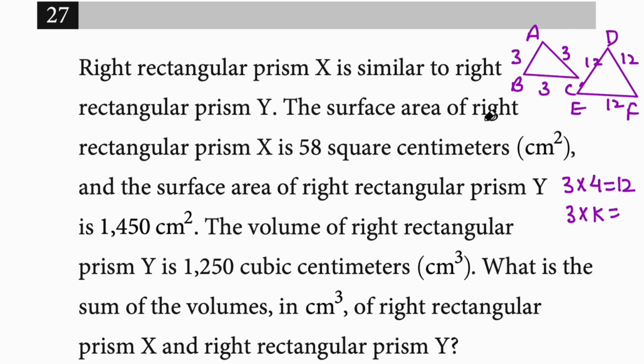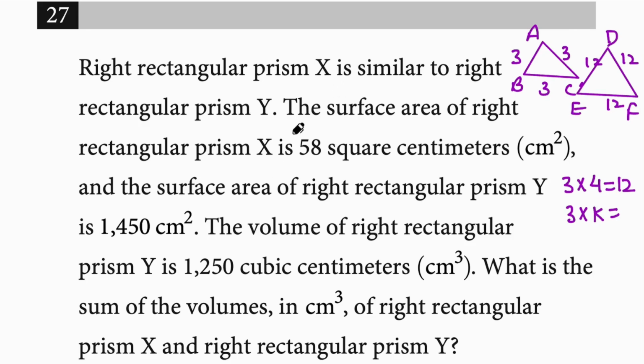The surface area of the right rectangular prism X is 58 centimeters squared, and the surface area of the right rectangular prism Y is 1450 centimeters squared. The volume of the right rectangular prism Y is 1250 centimeters cubed. What is the sum of the volumes in centimeters cubed of right rectangular prism X and right rectangular prism Y? Okay, it's a long question. Let's break it down side by side.